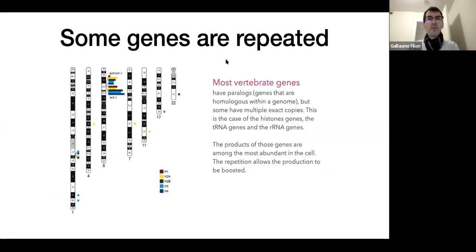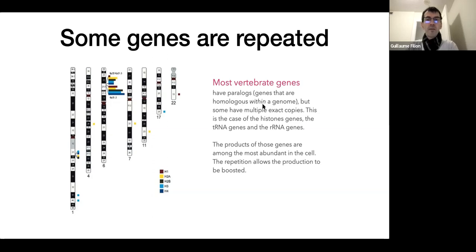So some genes are properly repeated, and this is where we get back to it. Most vertebrate genes have paralogs. These are genes that are homologous together within a genome. That's a paralog. So you got twice the same gene, but they're a little bit different. Their identity can be like 80%, 90% at DNA level, but not 100%.